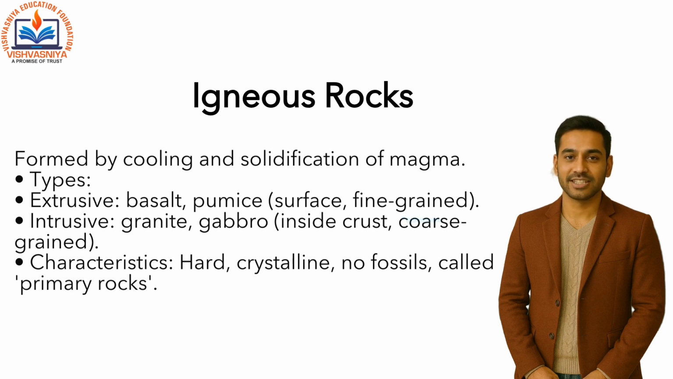Extrusive igneous rocks like basalt and pumice form on the Earth's surface. They cool quickly, so they are fine-grained. Intrusive igneous rocks like granite and gabbro form deep inside the crust. They cool slowly, so they are coarse-grained. Characteristics: hard, crystalline, called primary rocks, and contain no fossils.